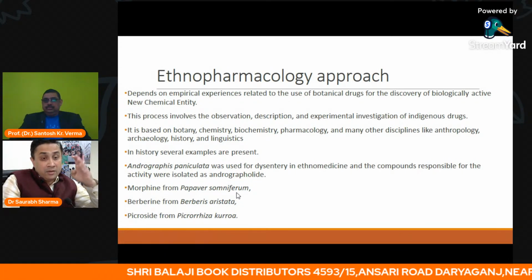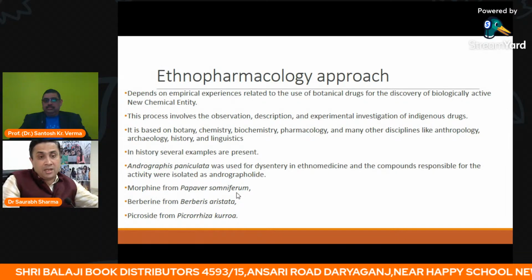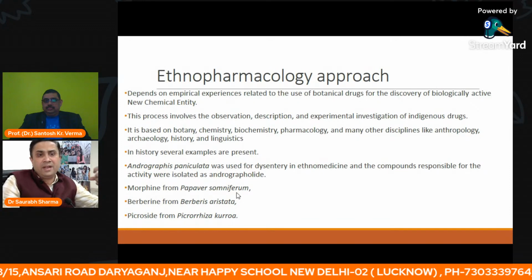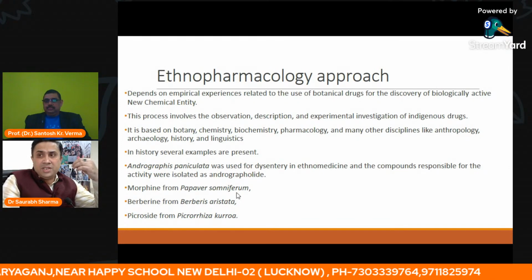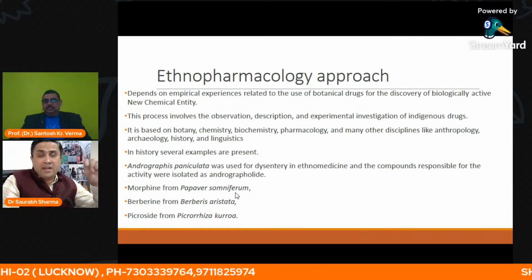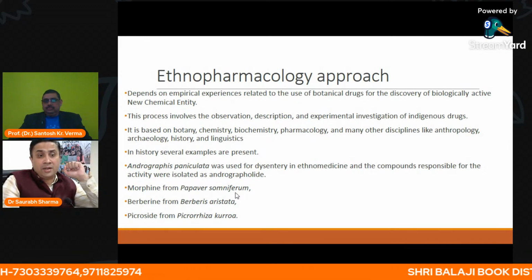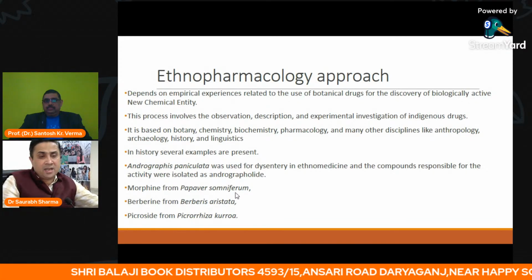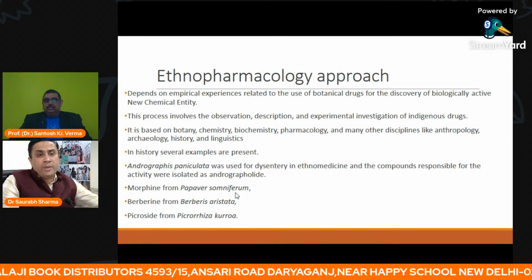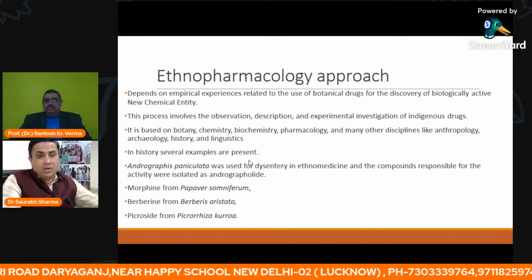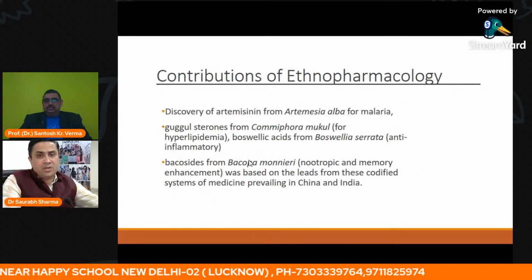Moreover, they are also used for cough and for intensive conditions like GIT diarrhea. So obviously the morphine and opium derivatives are used a lot nowadays. They all came from ethnopharmacology, from the basics of ethnomedicines. They came and are used till that point. So berberine from Berberis aristata, and picroside from Picrorhiza kurroa. These are some of the examples from ethnopharmacology.